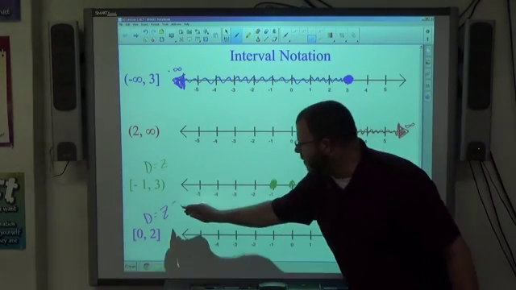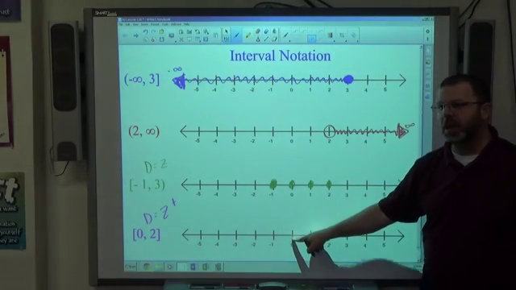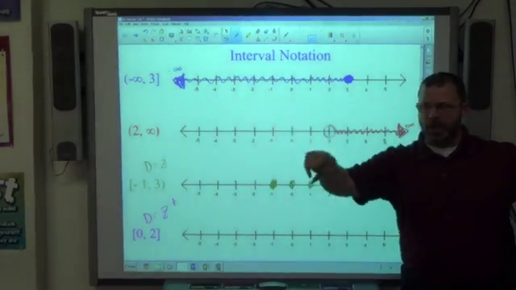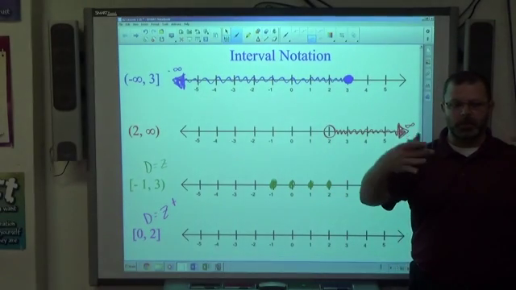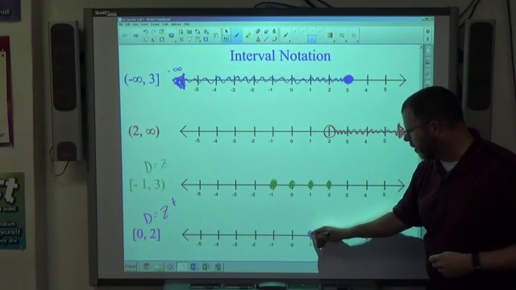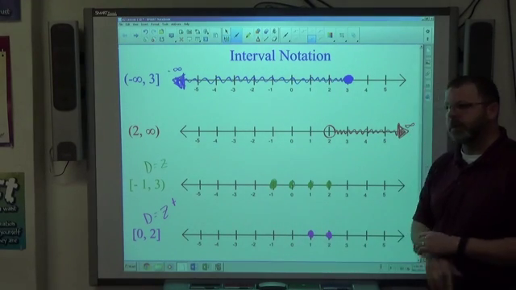So if I said positive integers, notice 0 is not positive, right? It would be included in that region from 0 bracket to 2 bracket. That means everything between 0 and 2, including 0 and 2. But 0 is not positive, but 1 and 2 are. So now I would just graph these two and I'd be done with it.